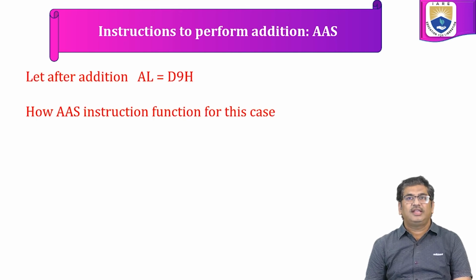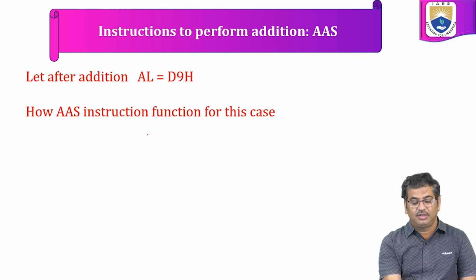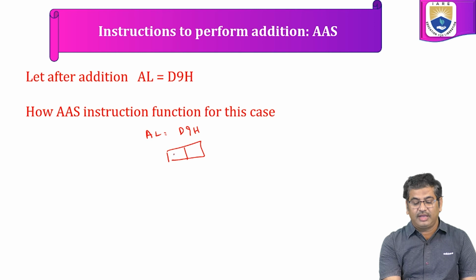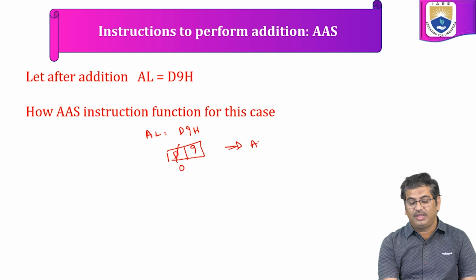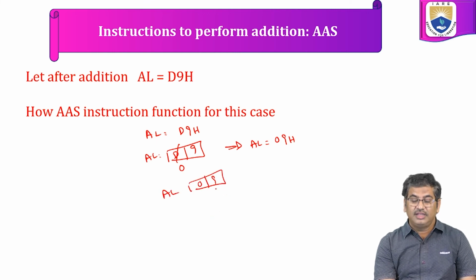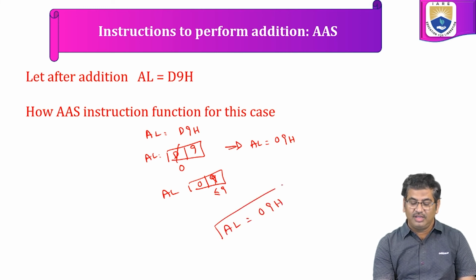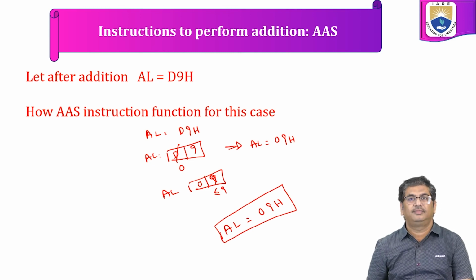The next example we will take is AL equivalent to D9H. In the first step, we have to clear the upper nibble. So D will be cleared to 0. So after the first step, the AL register content is equivalent to 09H. In the second step, examine the lower nibble of the AL register. In this case, as it is a valid BCD number, which is less than or equivalent to 9, don't alter the content. So the result is 09H after the AAS instruction.